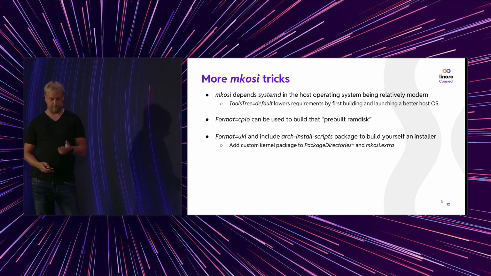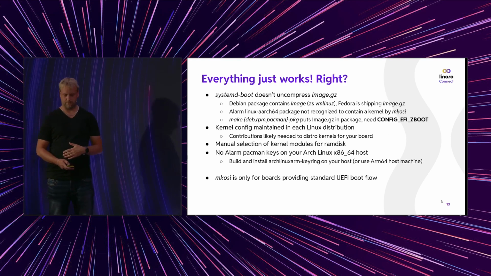So before the distro supports your hardware, you can add your custom kernel, and you can throw that same kernel package into the extra directory. So when it has booted, you have that kernel, and you can just pacman -U, I think it is, to install it. So everything works, right?